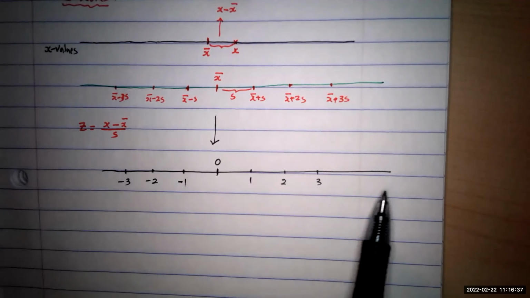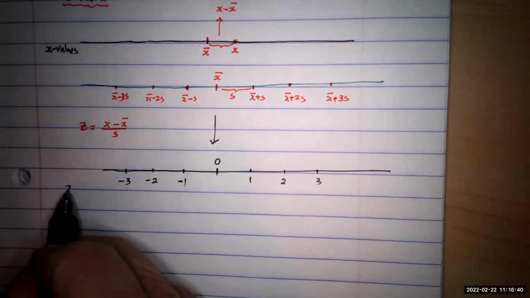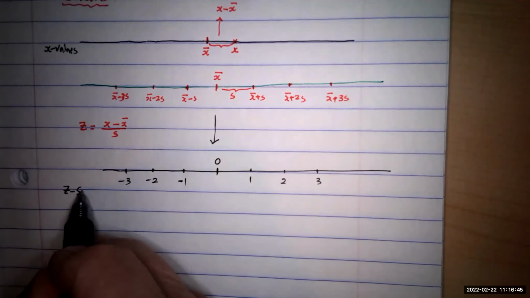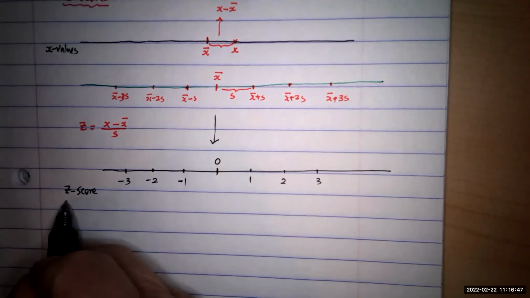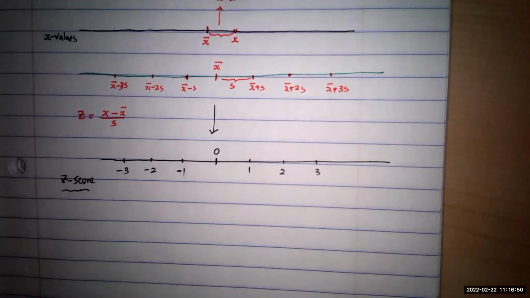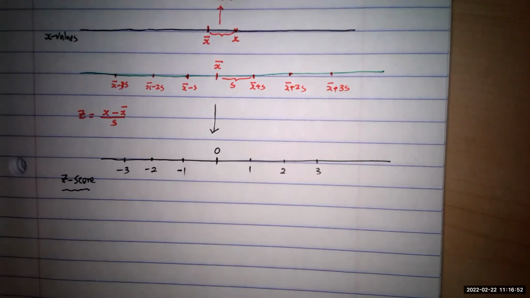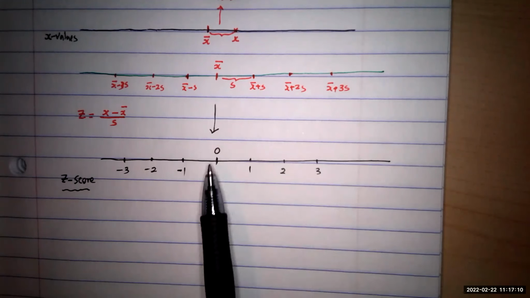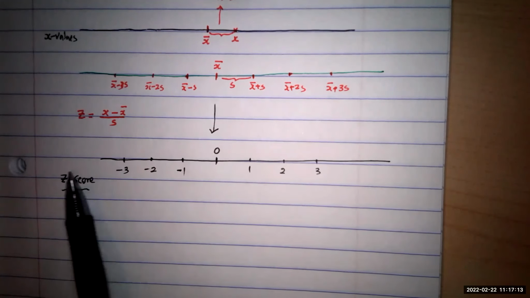Now, instead of the X, I'm going to call this one Z. These are going to be Z values, or we call it Z score. So what is the Z score? Z score is a measurement that will tell you the position of your values, how many standard deviations your value is above the center, or how many standard deviations it is below the center.